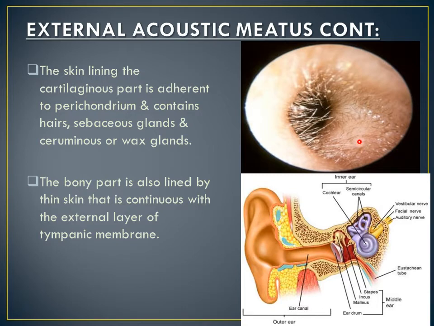which produce wax in the ear, and the other inner or bony part is also lined by a thin skin which is continuous with the external layer of the tympanic membrane. In this diagram you can see this is the bony part which is also lined by a thin skin, and this skin is continuous with the external or outer layer of the tympanic membrane.